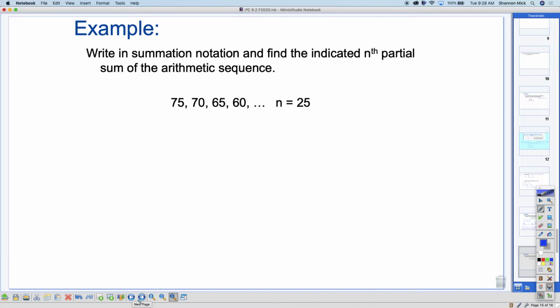Okay, write the summation notation and find the indicated partial sum of this. Try this one on your own.